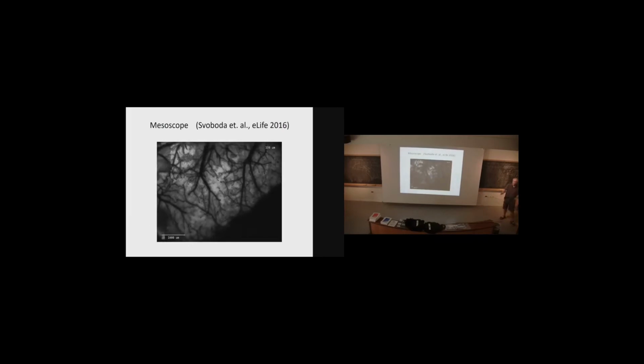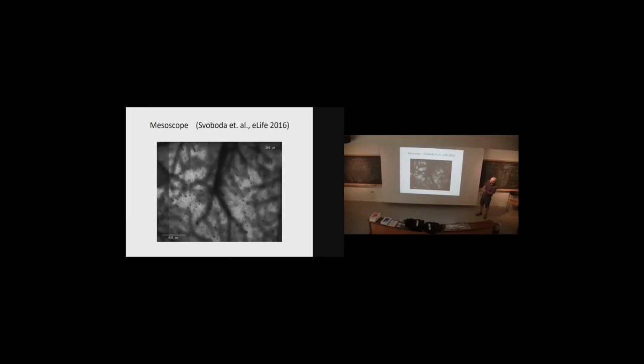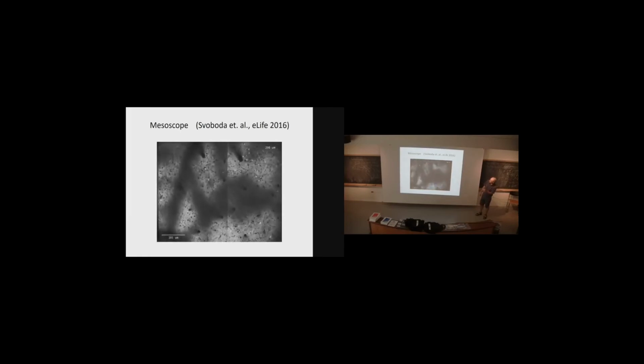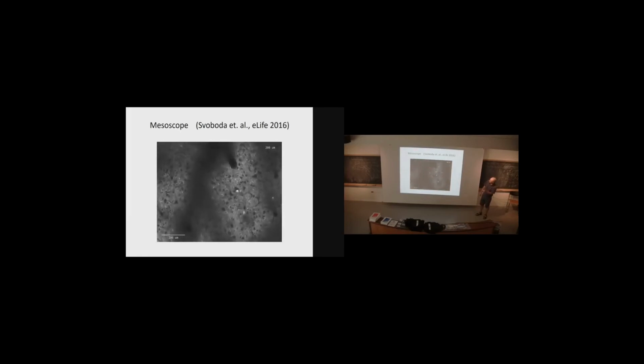By the way, you can buy this for, I'm not sure how much it costs. I never actually checked the price. It's probably like $1 million or something. You can buy it from Thor Labs. But here's examples of what you can see with this. So this was from the Svoboda lab. And they can zoom in and see these neurons.